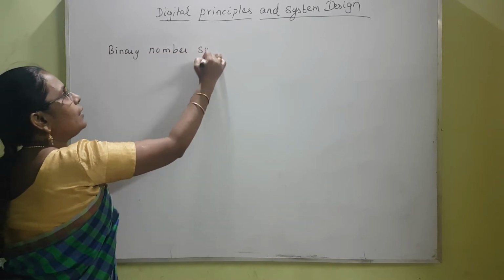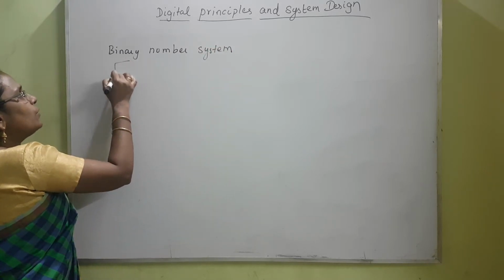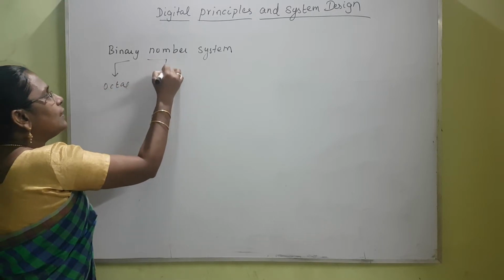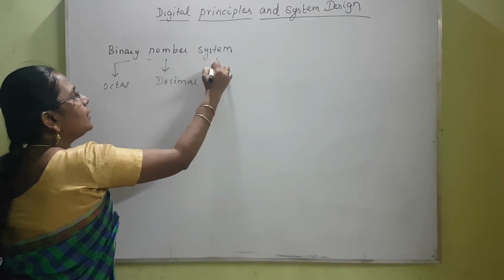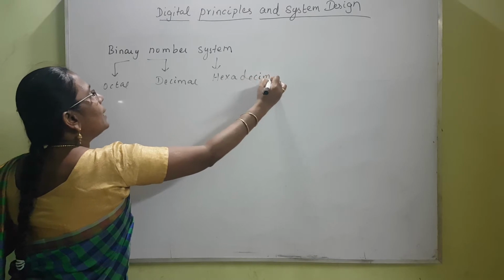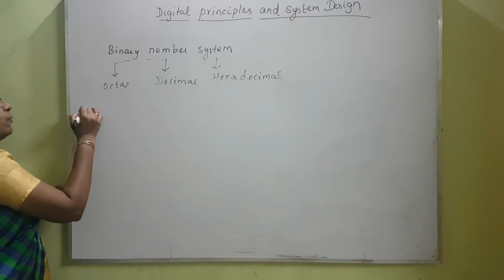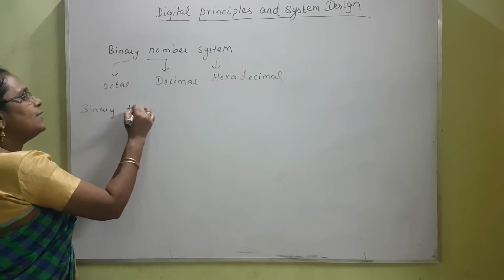Now in this binary number system, what are the other 3 number systems you can convert it into? First one is the octal number system. The second one is the decimal number system. And the third one is the hexadecimal number system. So we can convert this binary number system to the other 3 number systems. So let us see the first conversion, that is binary to decimal first.